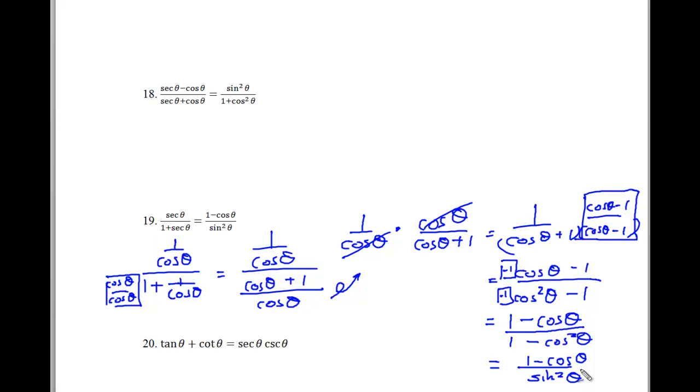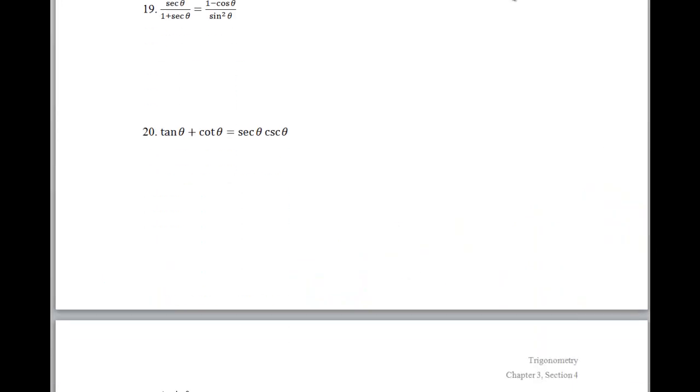All right, for my final problem, let's take a look here. I've got my tangent plus cotangent. How is that ever going to make our secant theta cosecant theta? Well, if all else fails, just tear everything down into sine and cosine. So here's sine theta over cosine theta plus cosine theta over sine theta.